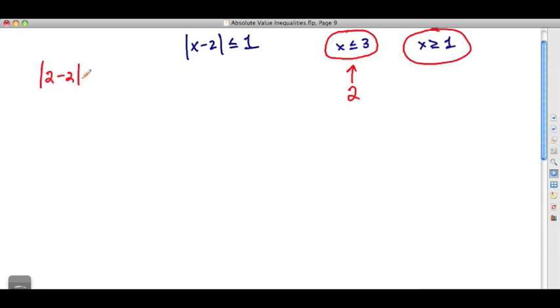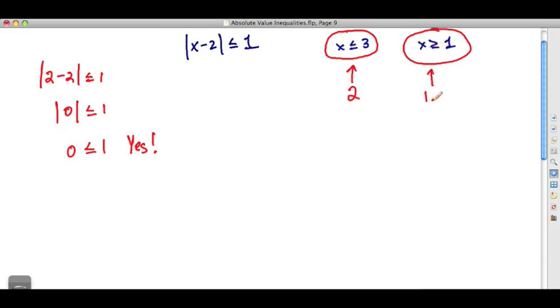2 minus 2 less than or equal to 1. 0 less than or equal to 1. How far away is 0 from 0? 0 less than or equal to 1. Yeah, that's true. 0 is less than or equal to 1. Okay? And let's pick a number that's greater than or equal to 1.